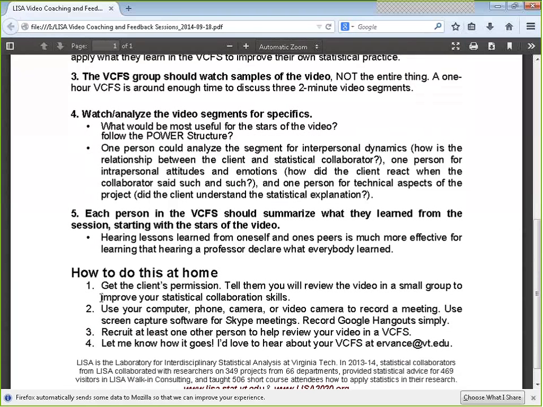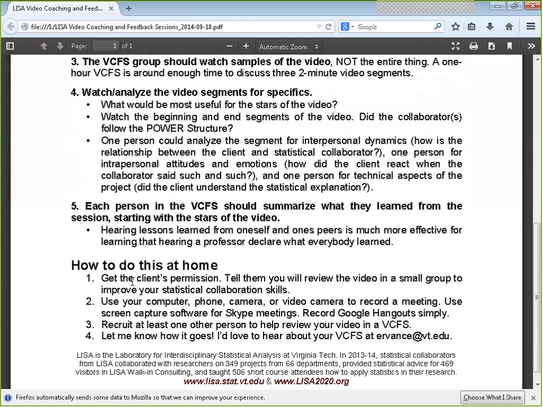Now, this is something that you can do at home. The first step is to get the client's permission. So tell them that you're going to review the video in a small group to improve your statistical collaboration skills. About 95% of our clients are totally fine with being videoed. And for the 5% that aren't, we turn off the video. We actually have an IRB approval form that we go through. But you can use your cell phone, or the webcam on your computer, whatever. It's easy to record meetings, and it's easy to record Skype meetings and Google Hangouts.